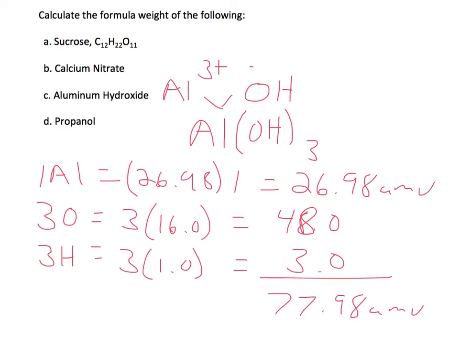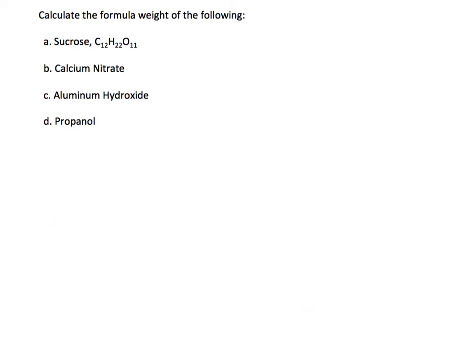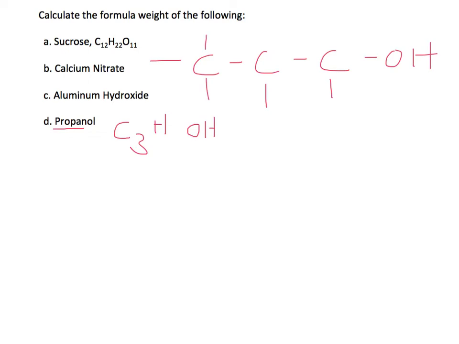For the last one, we have propanol. With propanol, we know that we have propane, which means that we have 3 carbons, so C3. We have an OH, and then we must have some number of hydrogens left over. If we draw this out, we have 1, 2, 3 carbons with the hydroxide. We have then 1, 2, 3, 4, 5, 6, 7 hydrogens that we can add to this.